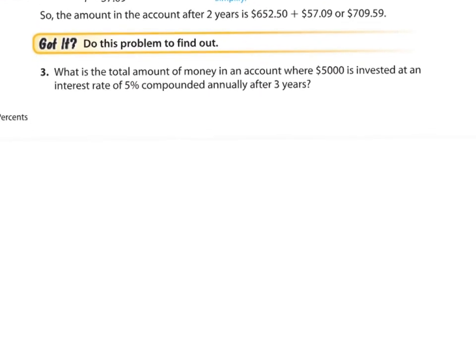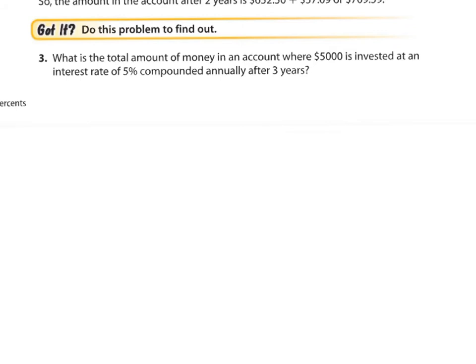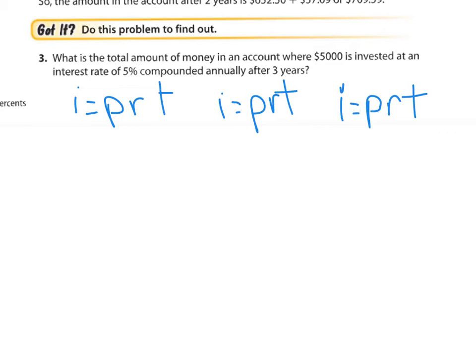There we go. Let's try that. So again, you will have 2 steps to do it. Let's read through it, and then I want you to try it on your own. What is the total amount of money in an account where $5,000 is invested at an interest rate of 5% compounded annually after 3 years? So we have to do it 3 times, right? We have to find the interest for the first year, then the interest for the second year, and the interest for the third year, because the principal changes every year. Go ahead, pause the video and try it on your own.